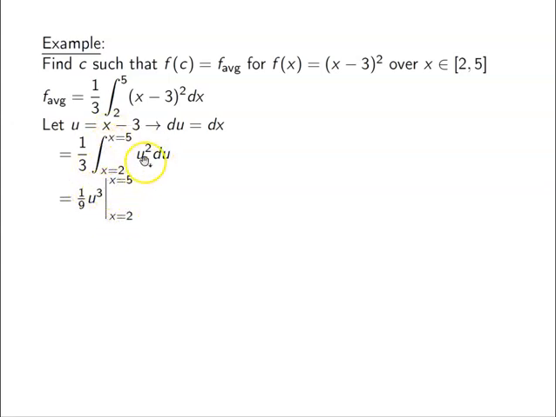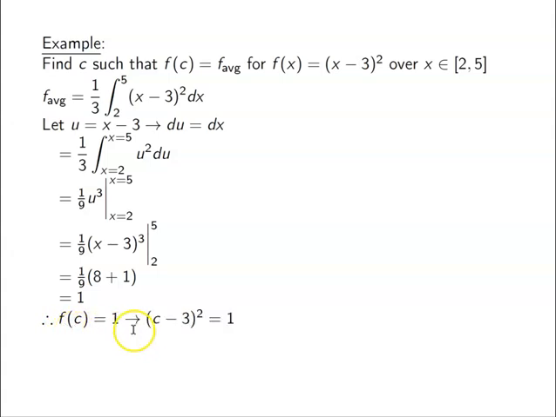I go ahead and this becomes u cubed. The reciprocal is 1/3, so I get 1 over 9. I evaluate this from x is 5 to x is 2, so let's bring this back into x's. We substitute back in x minus 3. If I plug in 5, this basically becomes 2 cubed, which is 8 over 9. And when I substitute in 2, I get a negative 1, so that's a negative 1/9. A negative being subtracted is a positive, so I get 8 over 9 plus 1/9, which is just 9 over 9 or 1. Okay, so the average value is 1.